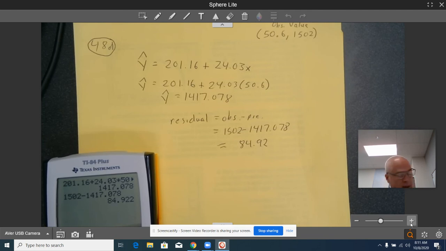We're in the ballpark. Now, the key thing, which is important too, is the interpretation. What that means is this woman's actual metabolic rate was 84.92 calories per day higher than predicted based on her lean body mass. Let me say that again: the woman's actual metabolic rate was 84.92 calories per day higher than predicted based on her lean body mass. I will make a big deal, and the College Board makes a big deal, about that interpretation, so make sure you have that right. Hope this helps.